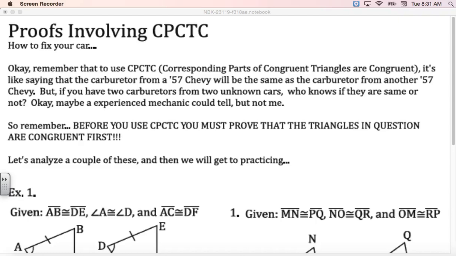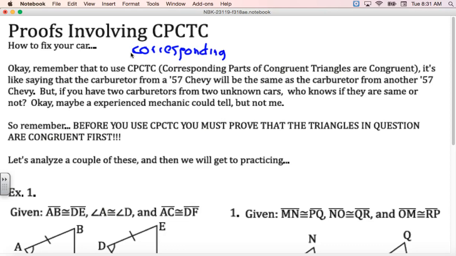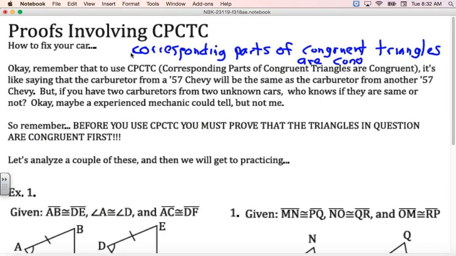Alright, so in this video we're going to talk more about doing proofs, specifically proofs involving CPCTC, which stands for corresponding parts of congruent triangles are congruent. So there's your CPCTC.